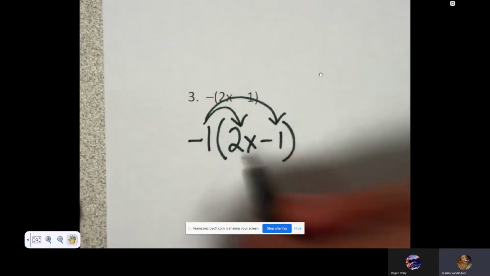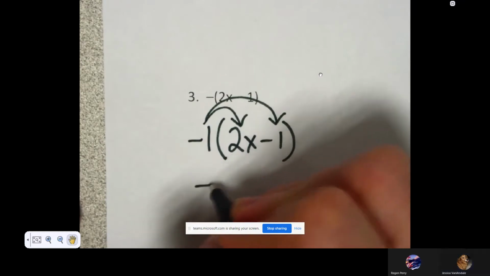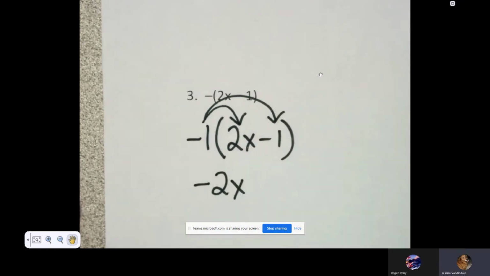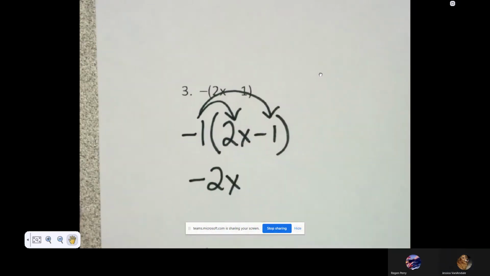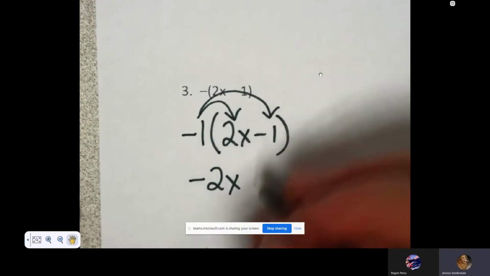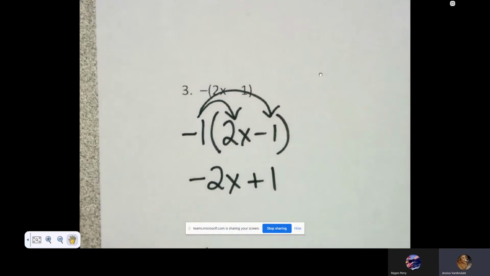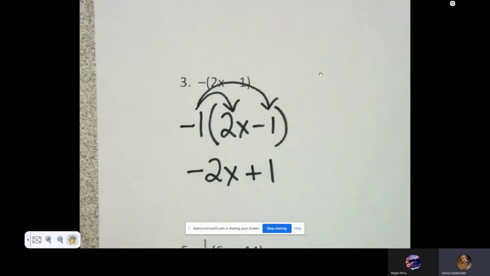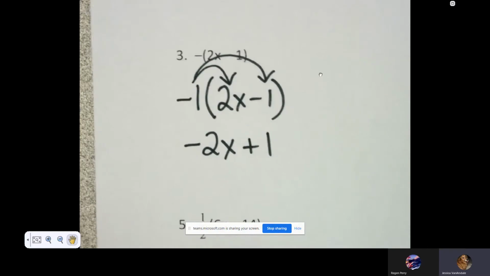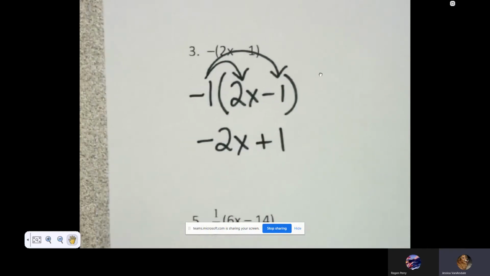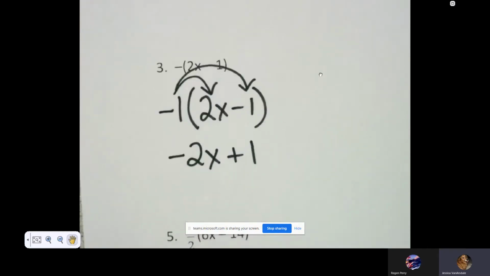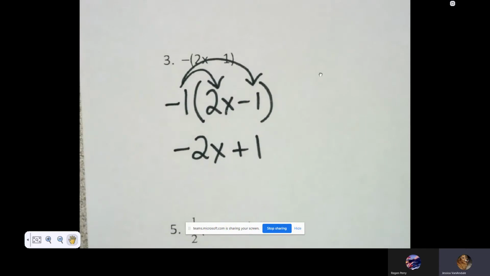So -1 times positive 2x is going to give us -2x. And -1 times -1, what's a negative times a negative? Positive, good. And then that's going to be +1. So that's your answer. Can you go down a little bit? I didn't realize I was on extreme zoom there. I can see my screen, but I can't see that.